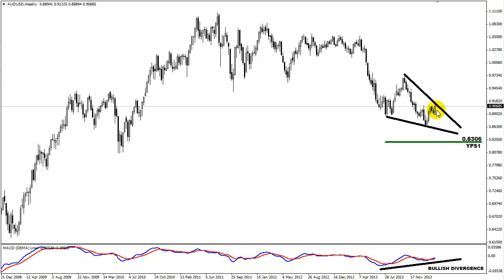But even if the breakout to the upside of the head and shoulders occurs, this bullish divergence is very good for the bullish perspective. Okay, so this is the second possibility for the medium term.